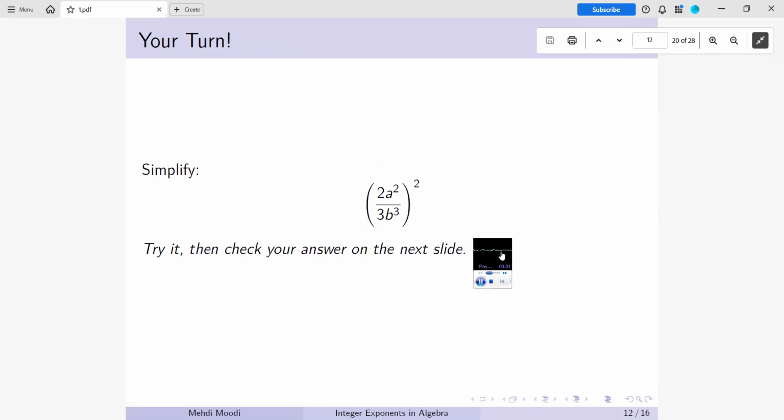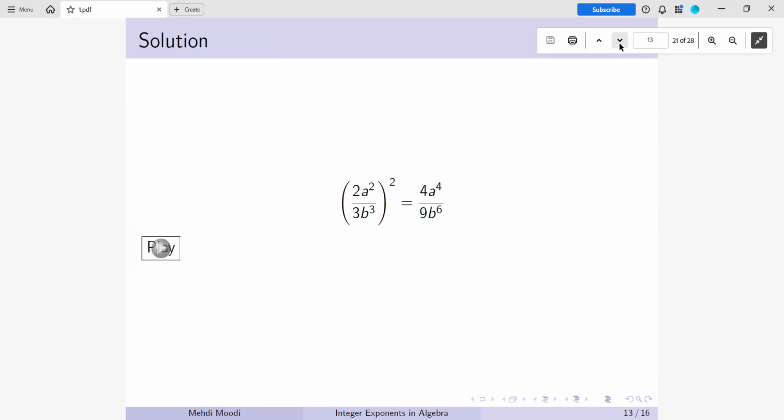Now it's your turn. Try to simplify this expression using the laws you've learned. Here you are acting as a divorce attorney. We apply the power rule to the numerator and denominator. The final answer is 4a to the fourth over 9b to the sixth. These guys look better off separated.